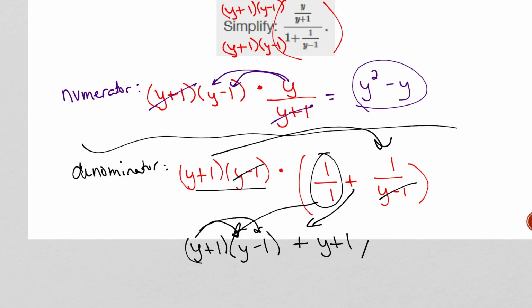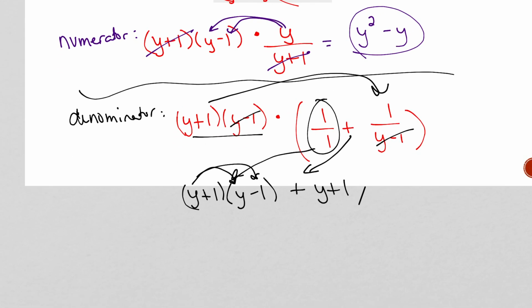And remember, since this is a conjugate pair, my middle term is going to go away, and I'm going to be left with y squared minus 1. Plus y plus 1. Okay, and now I need to combine my like terms. So this cancels that, and I'm left with y squared plus y.